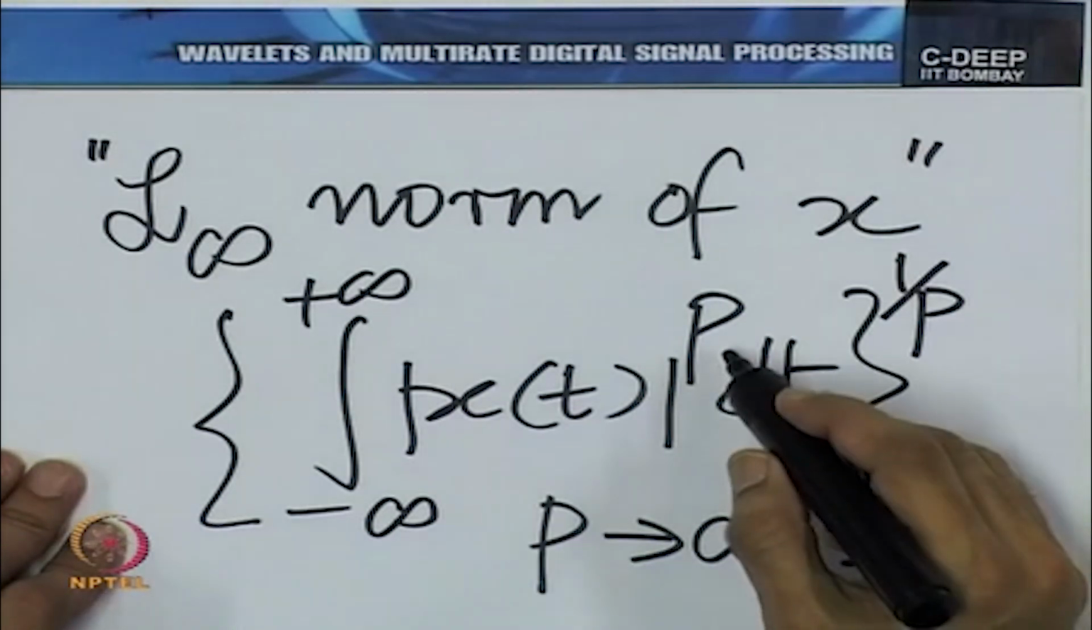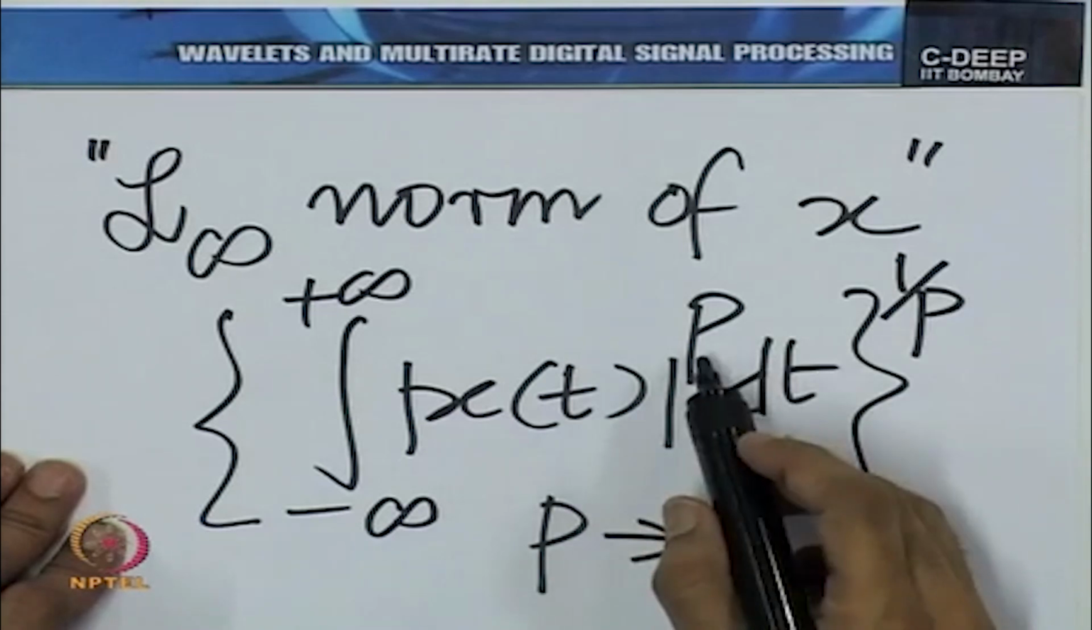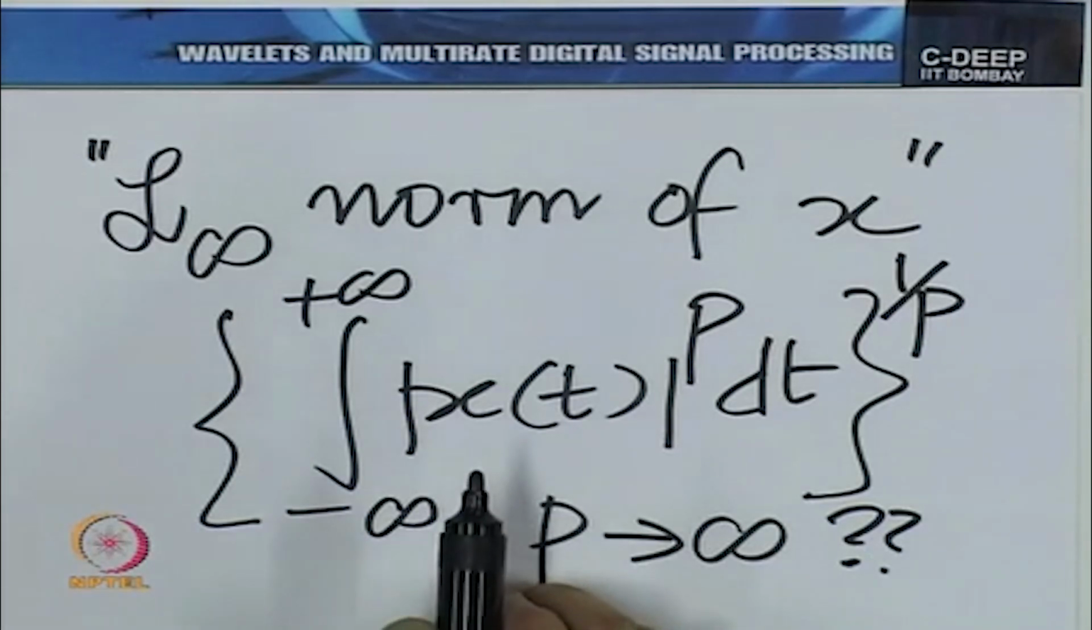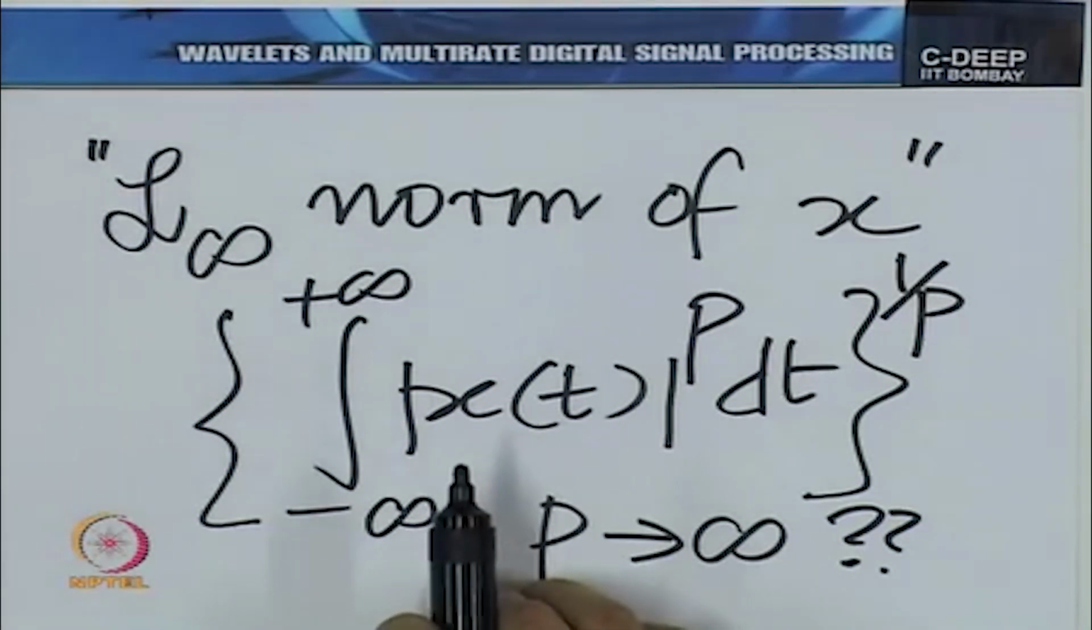You see, as p becomes larger and larger, what are we doing? We are emphasizing those values of x(t) which are larger. So, for a larger value of p, we are emphasizing those values of mod x(t) which are larger, and as p tends to infinity, we are in some sense highlighting that part of x(t) which is the largest. So, in other words, the L infinity norm of x essentially would correspond to the maximum or the supremum, the very largest value that x(t) can attain all over the real axis. So, it has a meaning even as p tends to infinity.